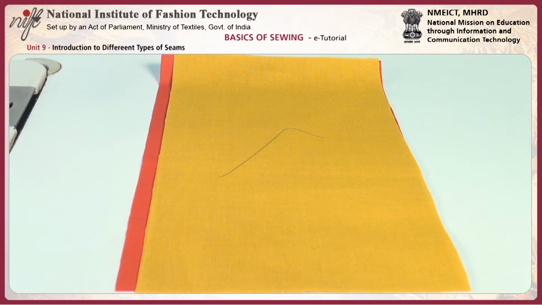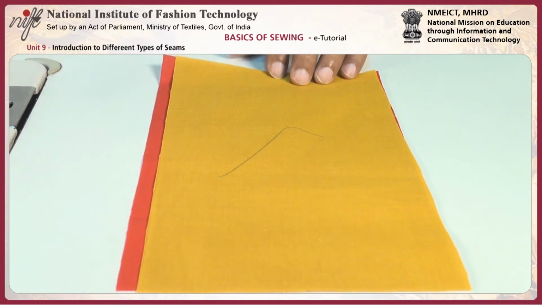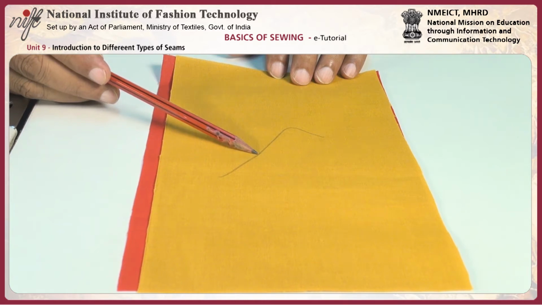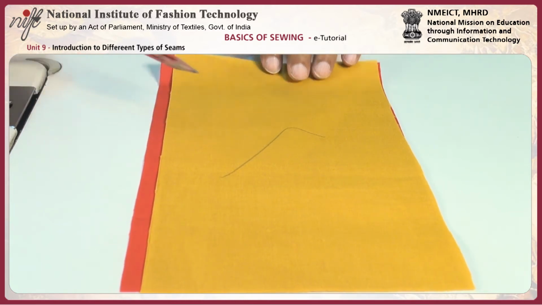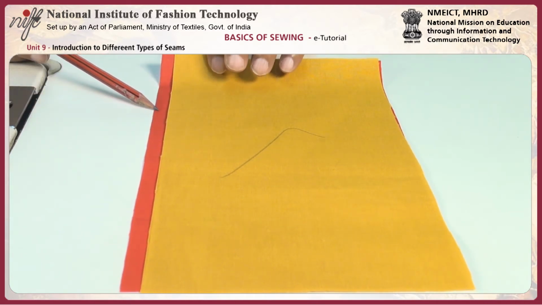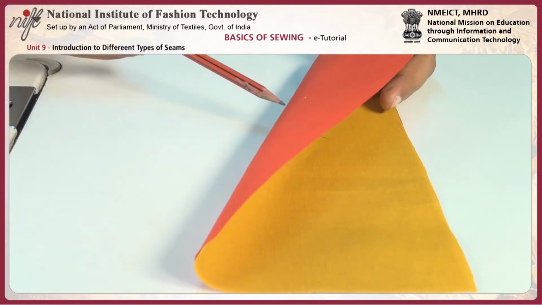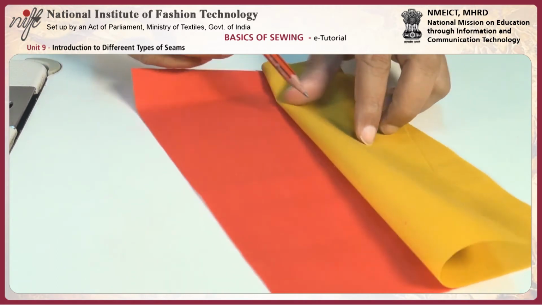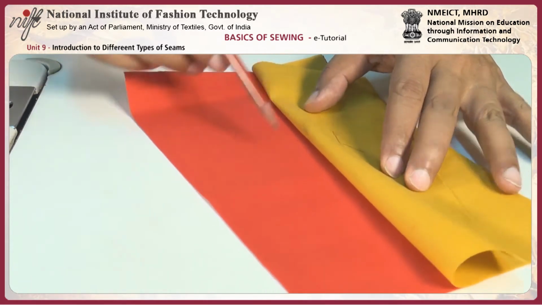Flat and fell seam. The fabric dimensions will remain the same. Fabric position: top ply right side up, lower ply, red color, right side down. It means the wrong sides are facing each other.